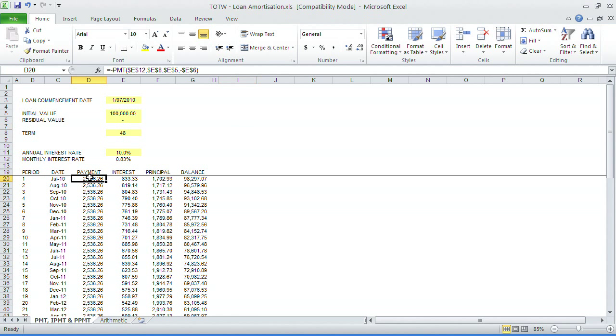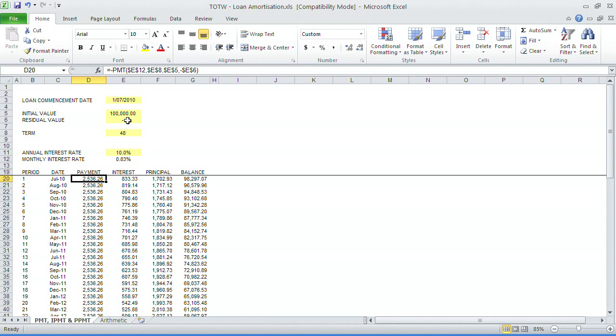So, three functions that we're going to look at is PMT, so the payment function. And this one will essentially calculate out the payment which a loan will have to pay. So you take E12, which is your monthly interest rate in this case, because we're doing a monthly loan. You take your term, which is 48 months, E5, the initial value, or the PV, and the residual value, or the FV, which is nothing in this case. And Excel works its magic and gives you the payment.